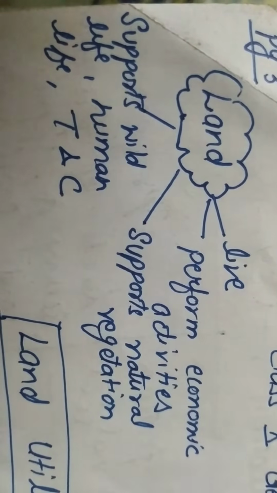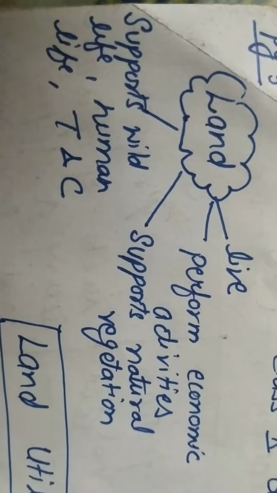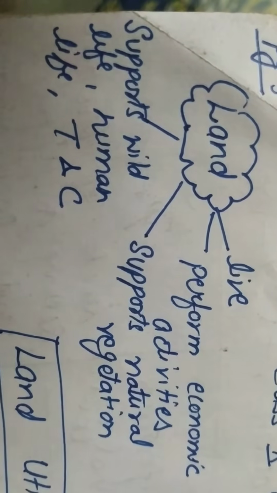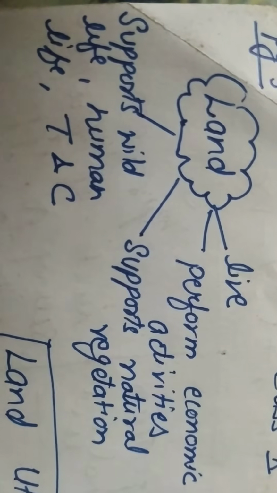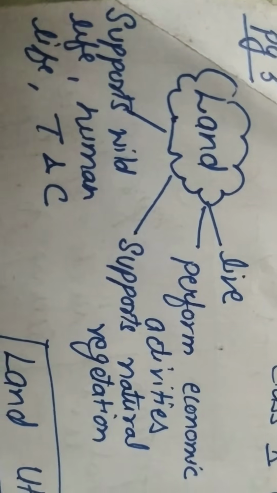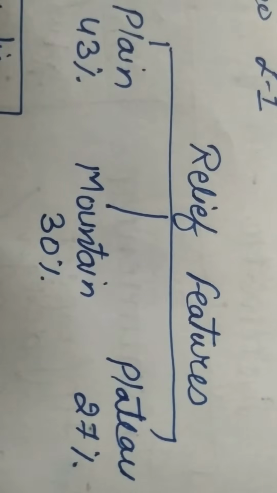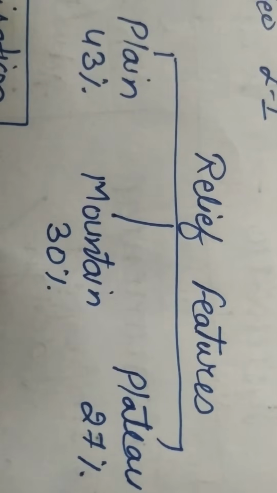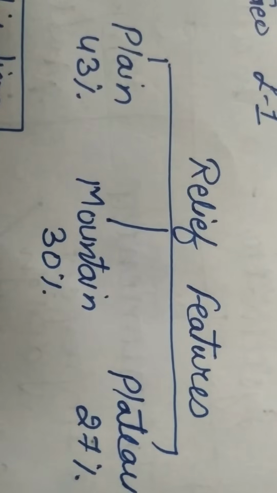Land. Land is a resource. There are various uses of land. We live on it. We perform various activities on it. It supports natural vegetation, wildlife, our human life, transport and communication. This land is under various relief features. There are 3 relief features: plain, mountain and plateau. Plain is 43%, mountain 30% and plateau 27%.